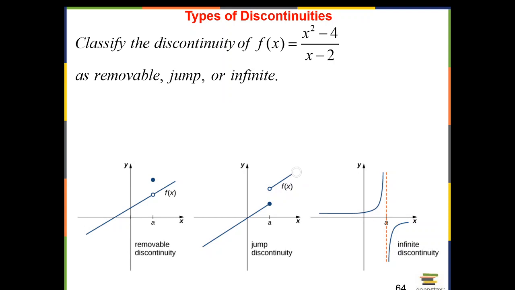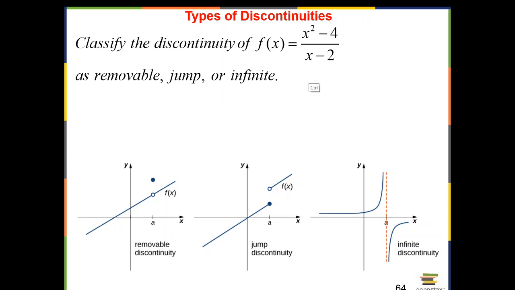All right. Now, if we have a hole and f at a is not defined, we could just define it and put it there, right? So if the limit exists, then we have a removable discontinuity, even if this is not there. We can actually put it here.